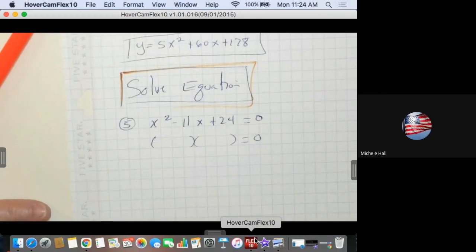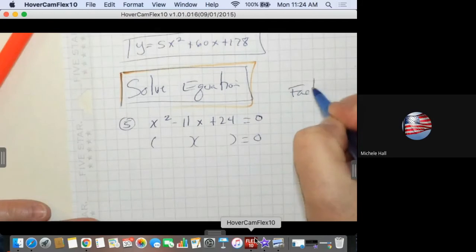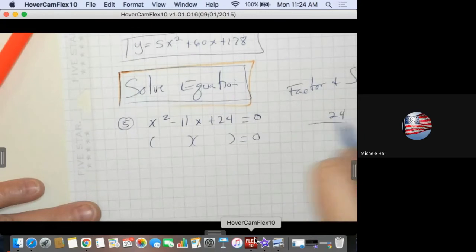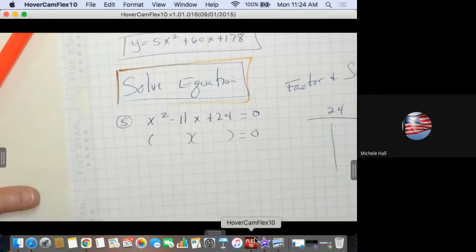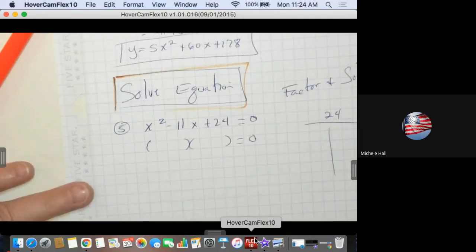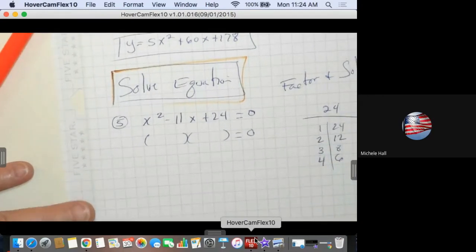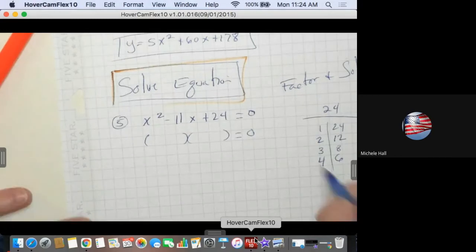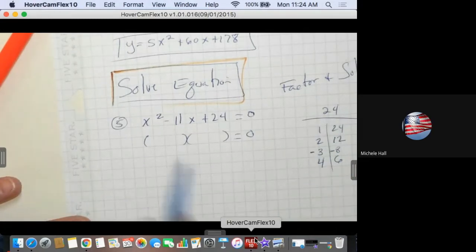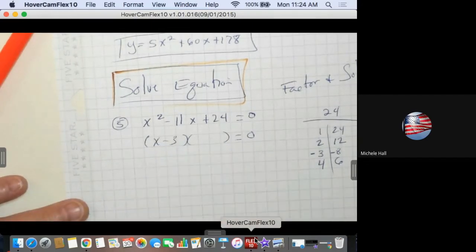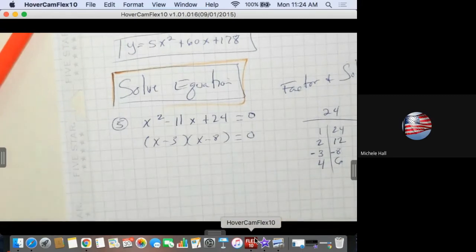Factoring. Factor and solve. Looking for factors of 24 that are going to add to a negative 11. 1 and 24, 2 and 12, 3 and 8, 4 and 6. Which one of these can I get to add to a negative 11? Negative 3, negative 8. They add to negative 11, and then they multiply to a positive 24. X minus 3, x minus 8, and solve.